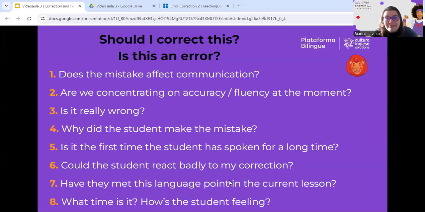Because if we just intervene for the sake of intervening and correcting them here and there, we might lose the human touch of on-the-spot feedback. And on-the-spot feedback is very much connected to understanding who your students are and understanding what the lesson is about, that stage, if it's fluency, if it's accuracy, the focus of it all. This is very important, and that's why we should correct students, but we should also focus on understanding who they are as well.